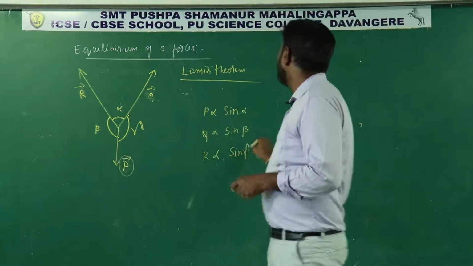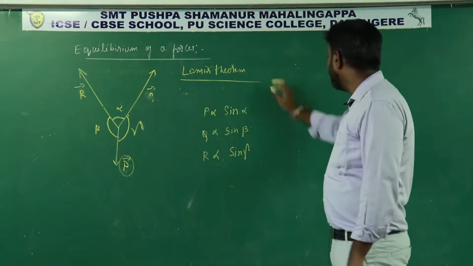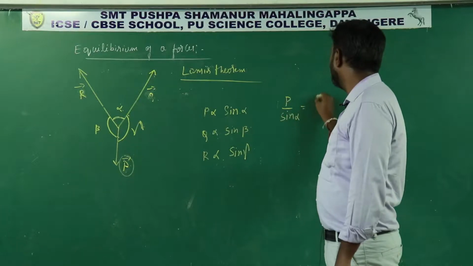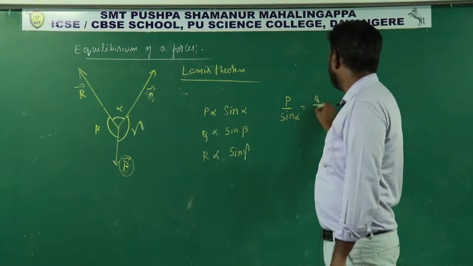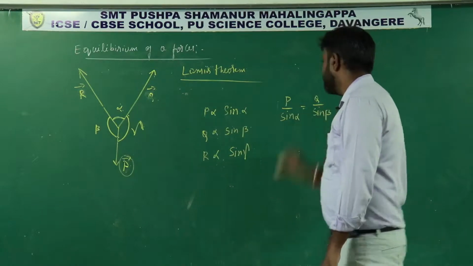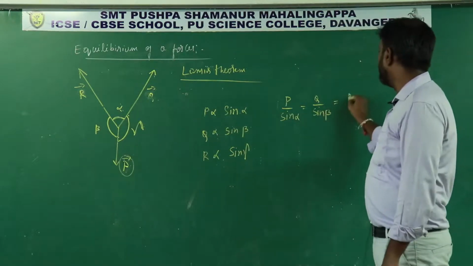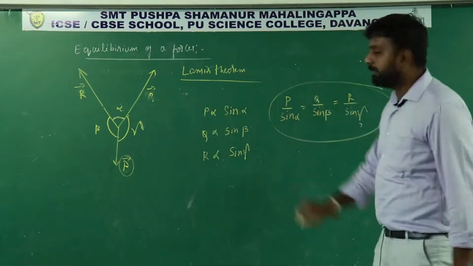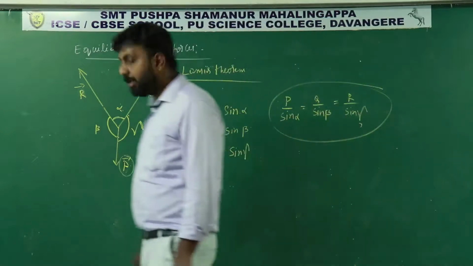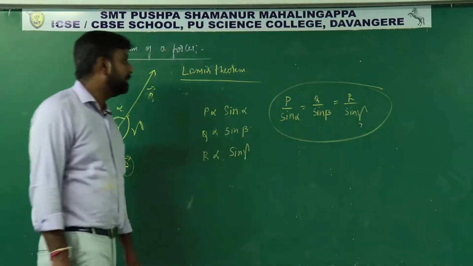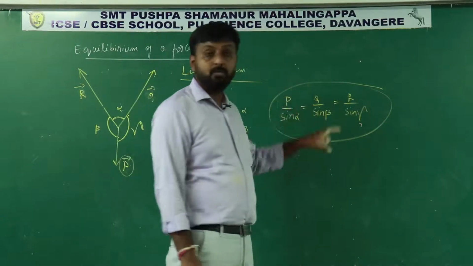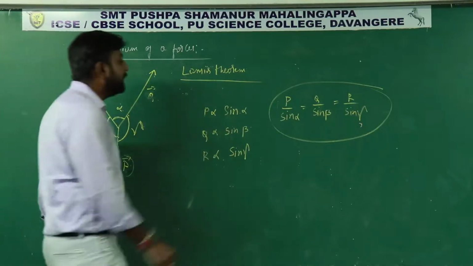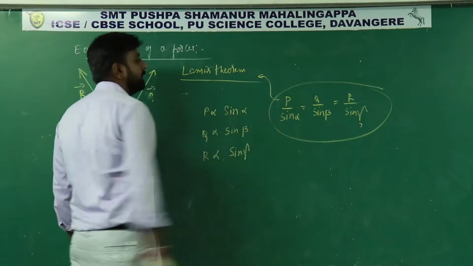that is sine gamma. Then according to Lami's theorem, we can write P upon sine alpha is equal to Q upon sine beta, and this is equal to R upon sine gamma. This is a very, very important theorem. Remember this formula: P by sine alpha is equal to Q by sine beta is equal to R by sine gamma. This is called Lami's theorem.